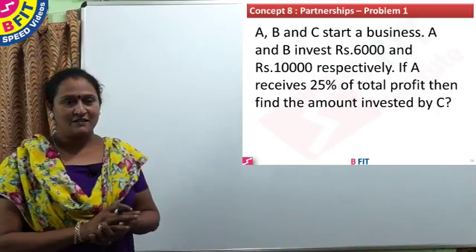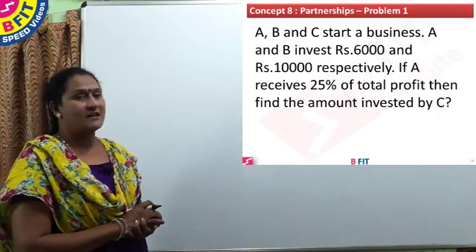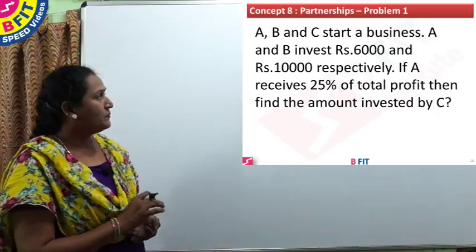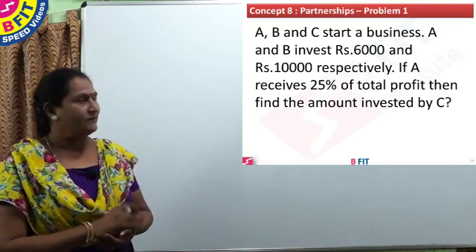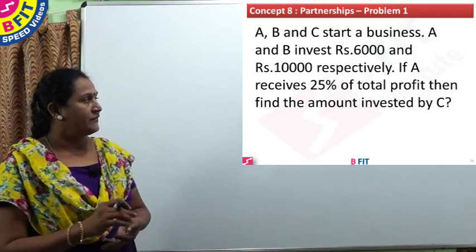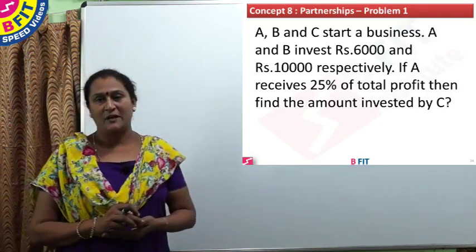So we see another example, problem 1. A, B and C start a business. A and B invest rupees 6,000 and rupees 10,000 respectively. If A receives 25% of total profit, then find the amount invested by C.